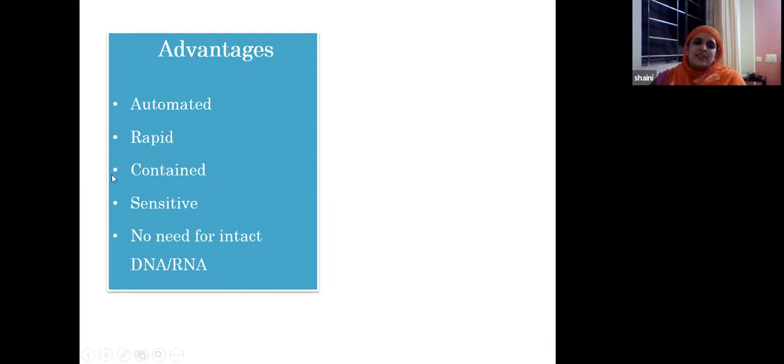Okay, then it is a highly sensitive and specific test, and you do not need an intact DNA or RNA. This is an advantage as well as a disadvantage. Using PCR, you cannot know whether you are just picking up viral particles, although the virus has already died. Although the virus is no longer present, if some viral particles are present, this PCR reaction can show a positive test.